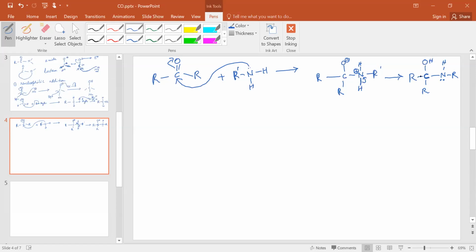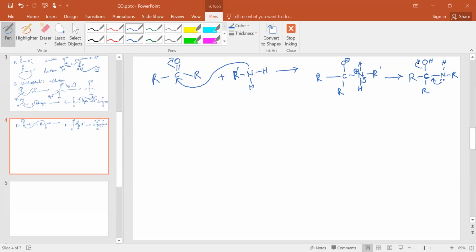Oxygen is more electronegative, so it will leave faster, easily. So what happens? This one will come here and this will leave. See, in the Grignard reagent, the product of carbon-carbon bond formation, the oxygen will remain intact with the product.